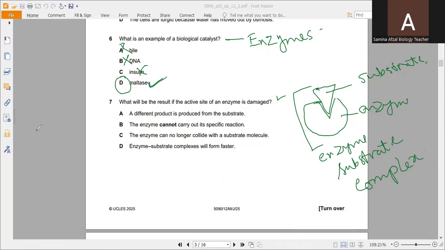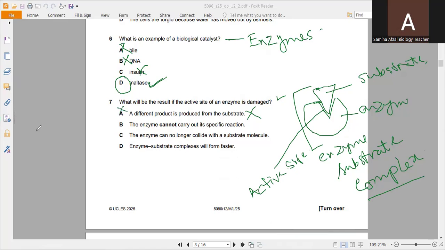If the active site is damaged, now we have to find out the correct option. Option A: a different product is produced from the substrate. For the production of a product, there should be the formation of the enzyme substrate complex. If the active site is damaged, this is the active site, there will be no formation of enzyme substrate complex. So A is not a correct option.